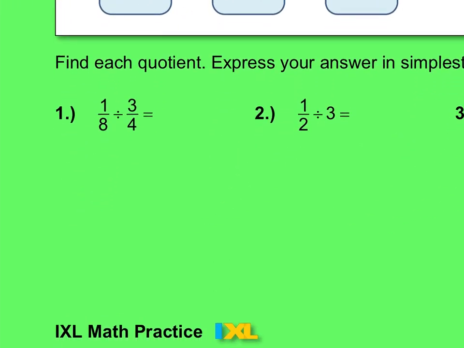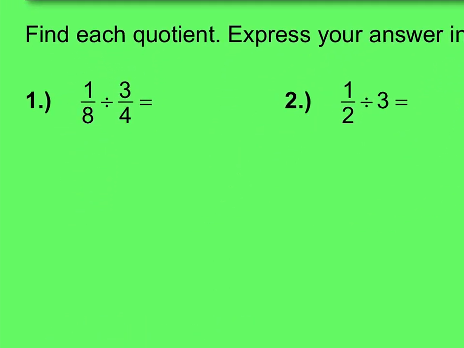All right, a couple examples. We have 1/8 divided by 3/4. Well, let's change the problem to a multiplication. 1/8 multiplied by 4/3. Multiply straight across. 1 times 4 is 4. 8 times 3 is 24. And that could be simplified to 1/6, because you can divide both the numerator and denominator by 4.